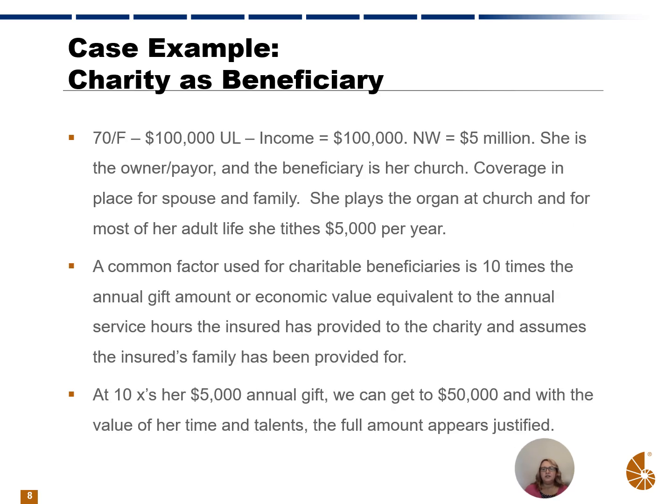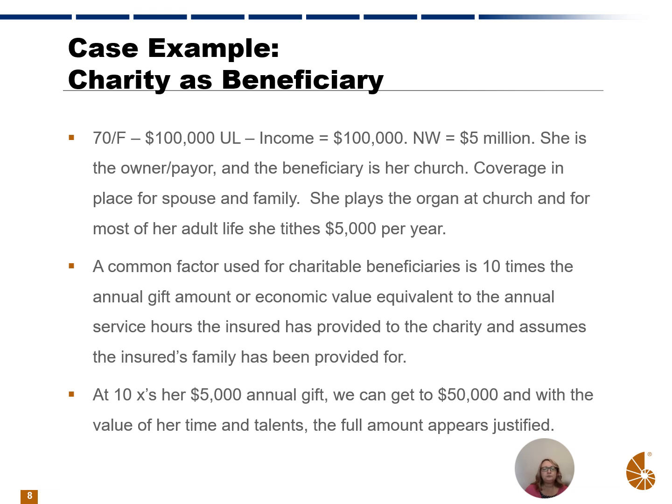Now, here's a common relationship that we see with the charity as a beneficiary. In this case study, we have a 70-year-old female who is looking for $100,000 of universal life. Her income is $100,000. Her net worth is $5 million. She herself is the owner and payer, and the beneficiary is her church. We know that there is coverage in place for her spouse and her family. She states that she plays the organ at church and has, for most of her adult life, tithed $5,000 a year.